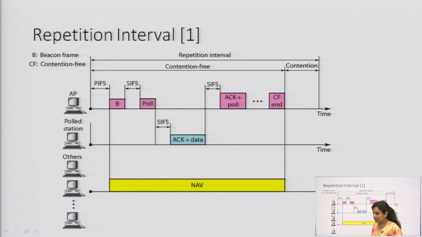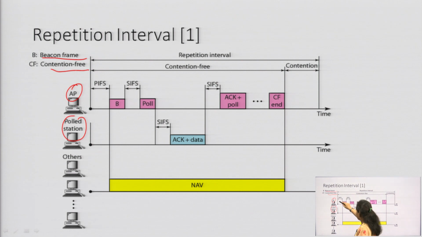Now, this diagram is showing the repetition interval. What is the repetition interval? As you can see over here, this is the beacon frame. Now, what is a beacon frame? A beacon frame is related to the access point. Then this is the contention free period, CF means contention free, and this is the repetition interval. As you can see over here, this is NAV, and these are the 3 time axes. This is the access point, this is the polled station, and these are the other stations.